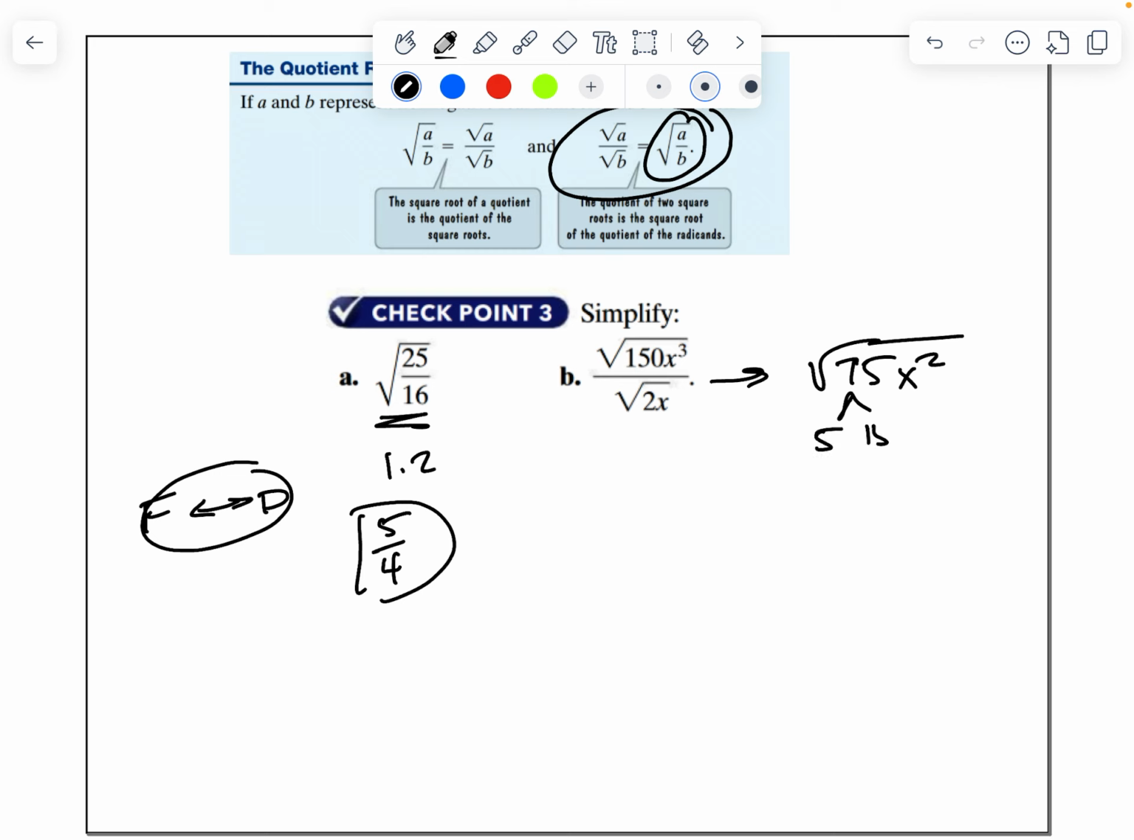75 is 5 and 15. 15 is 3 and 5. Put them in numerical order, so 3, 5, and 5. We still have our x squared, which is x and x. Pair of 5's, pair of x's will give you 5x square root of 3.